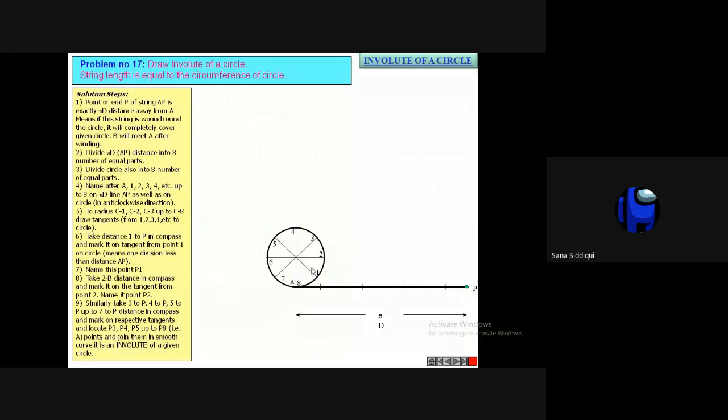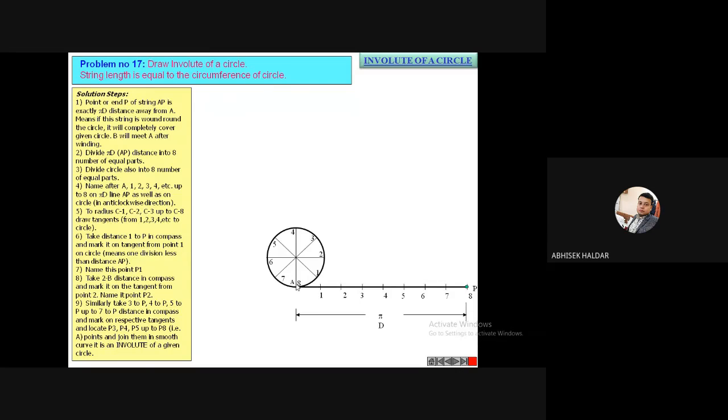Achha, one question. In the last class, I have discussed the set square method, right? Yes, sir. So using that method, no other method, you have to divide this pi d length into 8 equal parts by the set square method. And you have to name it like this: 1, 2, 3, 4, 5, 6, 7 and 8. Okay, this is very simple.